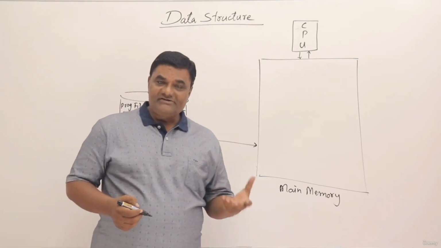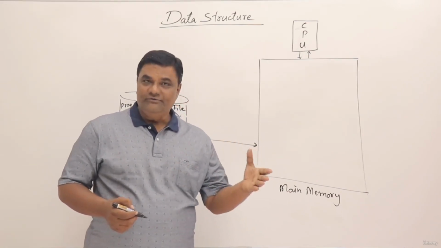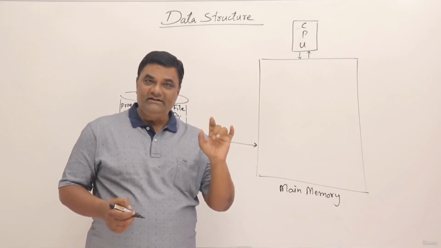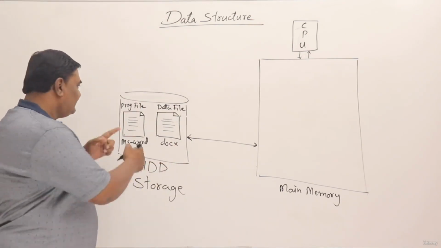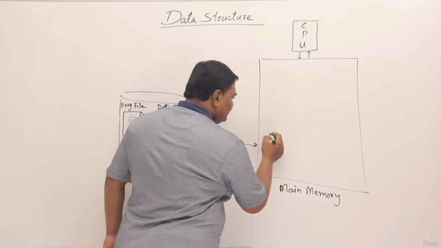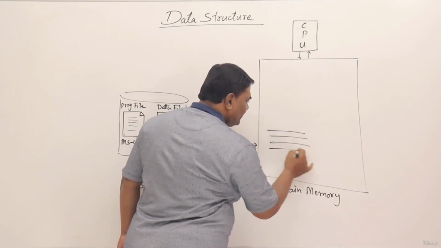If you want to run MS Word on your PC or your mobile phone, you touch an icon or double click the icon of MS Word, then let us see what all happens. This MS Word program will be brought into the main memory. So it is brought into the main memory.